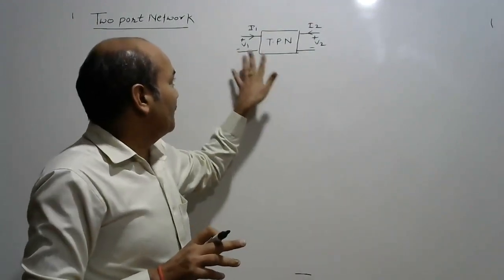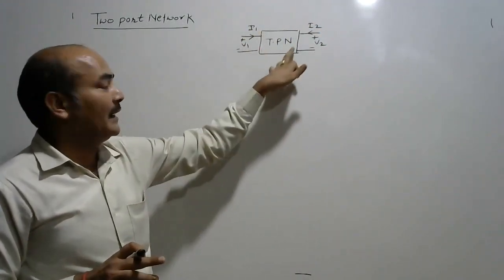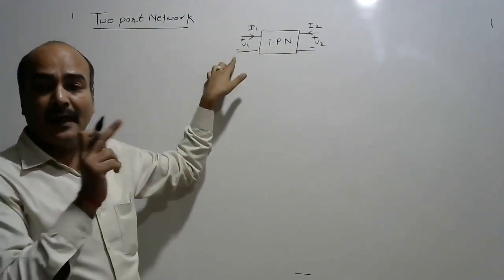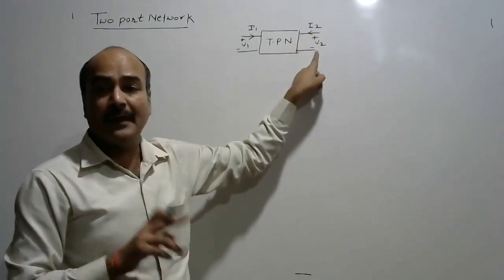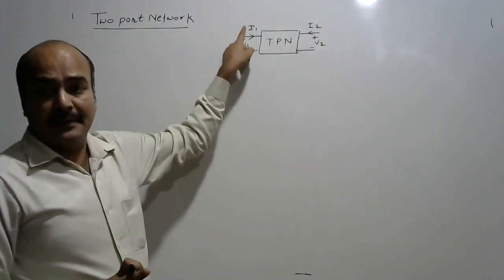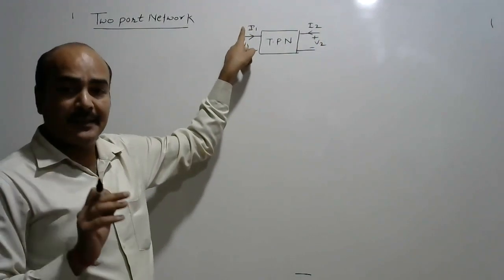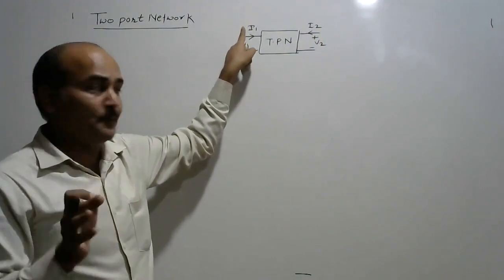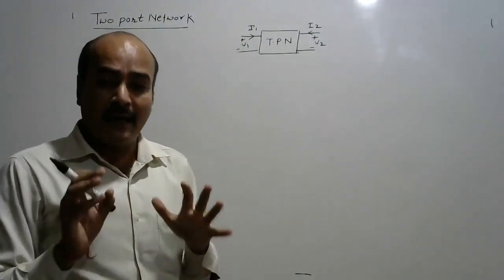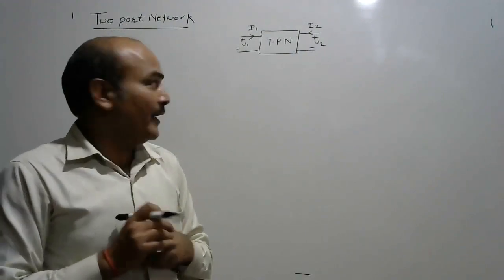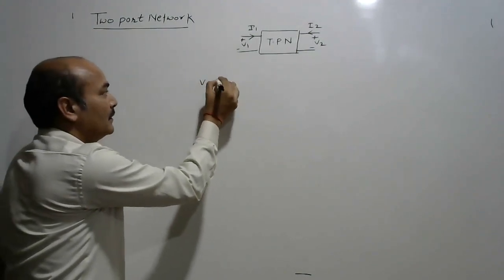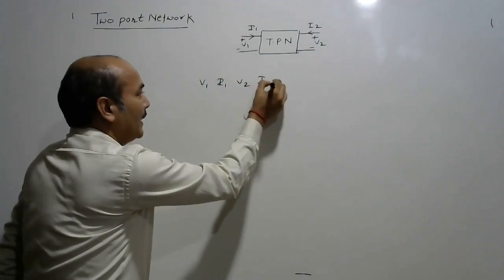So here we have shown a two-port network with a pair of terminals. One pair of terminals is the input and the second pair of terminals is the output. V1 and I1 represent the input voltage and input current, and V2 and I2 represent the voltage and current at the output terminal. So, based on these four parameters, V1, I1, V2 and I2.